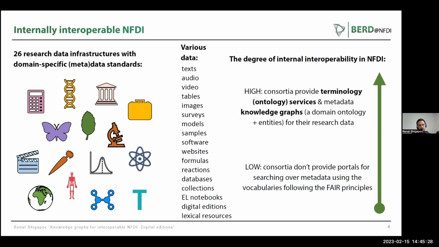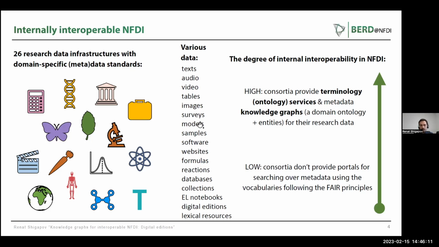So first of all, we'll talk about internal interoperability in NFDI. NFDI formally is 26 research data infrastructures with domain-specific metadata and data standards. Every icon here represents a consortium. For example, in Text Plus, the focus is on digital editions, lexical resources, and on collections. But for all other consortia, this research data is not in focus. For some technical consortia, electronic lab notebooks are more important, for example. For social science consortia, surveys are the most important.